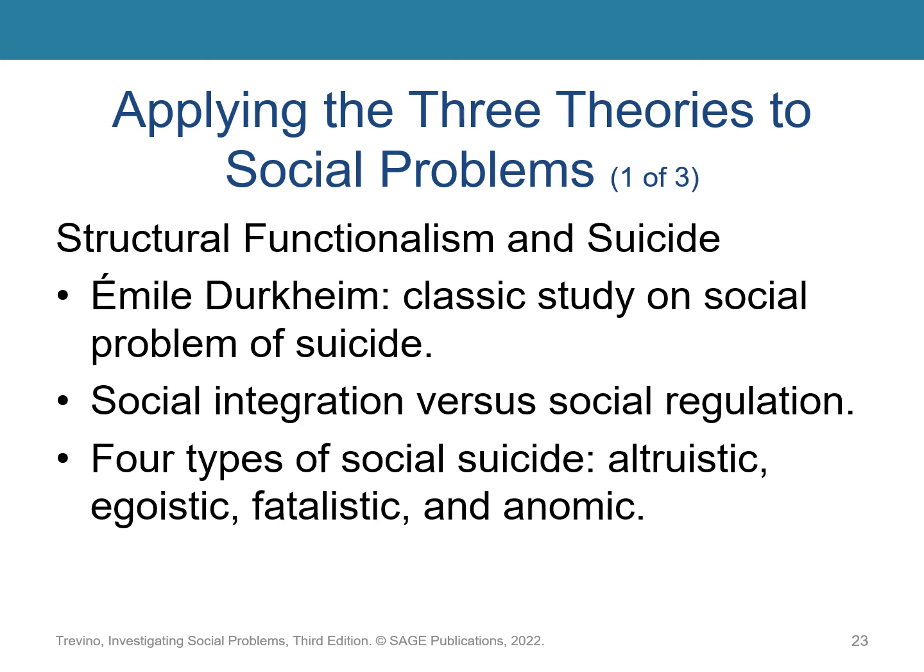Now we are applying the three theories to social problems, starting with structural functionalism and suicide. You have Emile Durkheim, with classic studies on the social problem of suicide, social integration versus social regulation. Then you have four types of suicide: altruistic, egoistic, fatalistic, and anomic. Please refer to your book and review those concepts in detail.